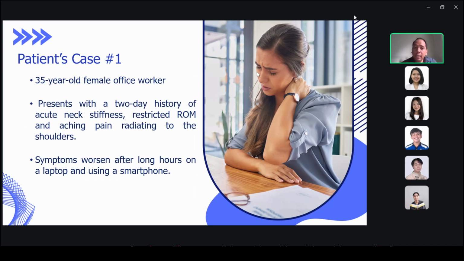So let's move on to our first case, a 35-year-old female office worker. So imagine yourselves as the one kayo na mismo no, kayo na mismo mag-manage, you being the doctor already, and then you are in the hospital, you are in the clinic, you are in the community. So kayo na mismo yung pinupuntahan ng patient for a complaint of, meron tayong three cases for today. So yung first case is a 35-year-old female office worker, presents with a 2-day history of acute neck stiffness, restricted range of motion, ROM, and aching pain radiating to the shoulders. Okay? And then symptoms worsen after long hours on a laptop and using a smartphone.